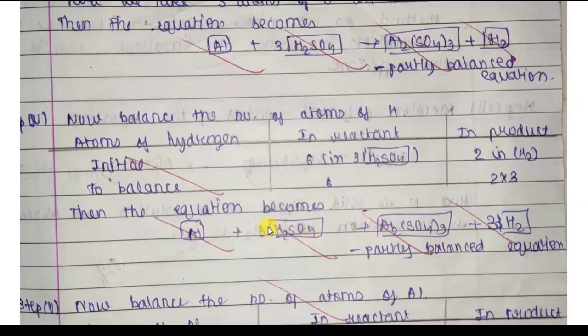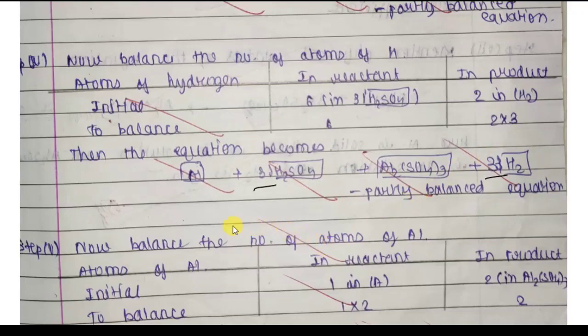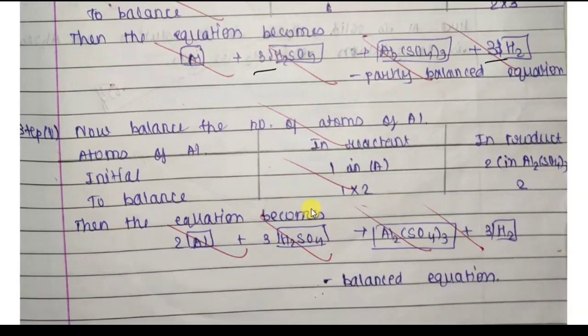Now you have to balance the hydrogen atoms. Here hydrogen atoms contain 3 into 2, which is 6 in the reactants, and in the product you have 2, so you have to multiply by 3. So here is 3 and here is 3 you have to put, so that both sides have the same atoms. Now balancing the number of atoms of Al: in the reactant side Al is 1, multiply by 2, and in the product side we have 2 into 1. So the equation becomes 2Al plus 3H2SO4 gives Al2(SO4)3 plus 3H2. This is the balanced equation.